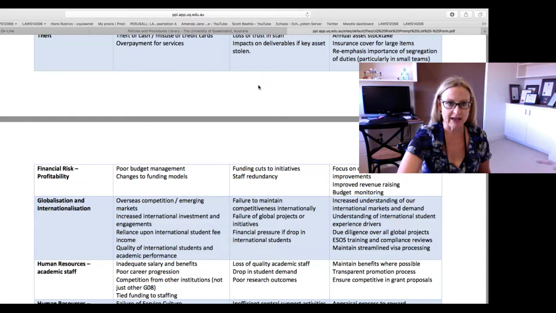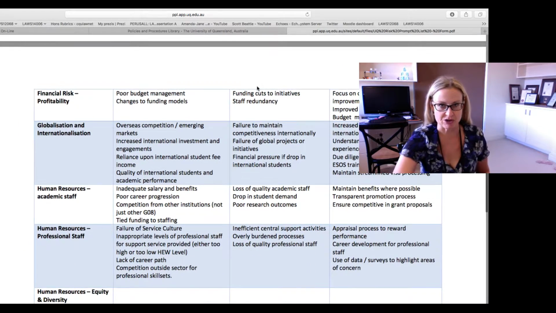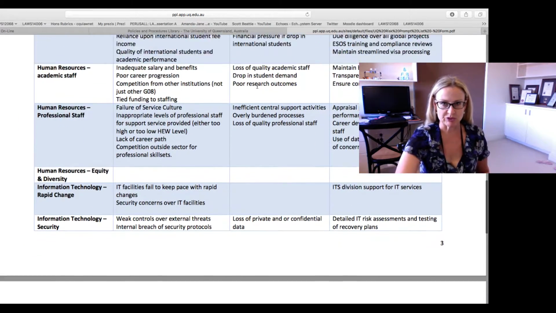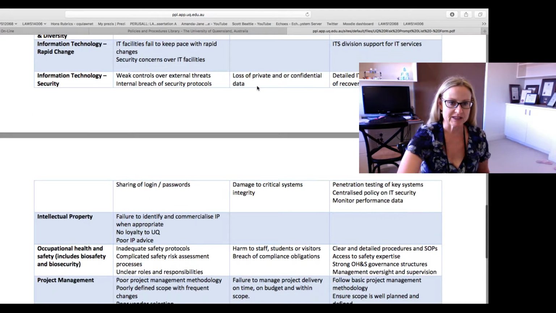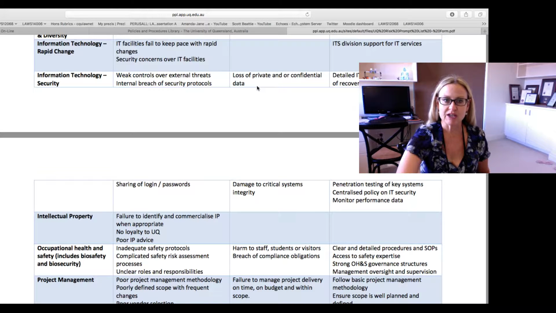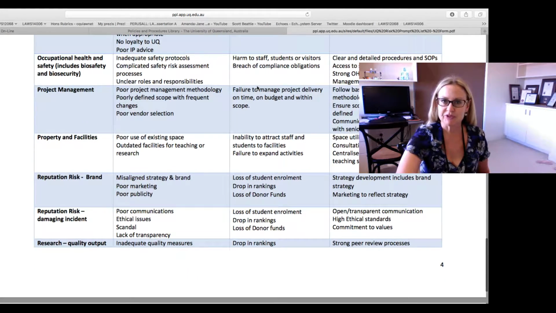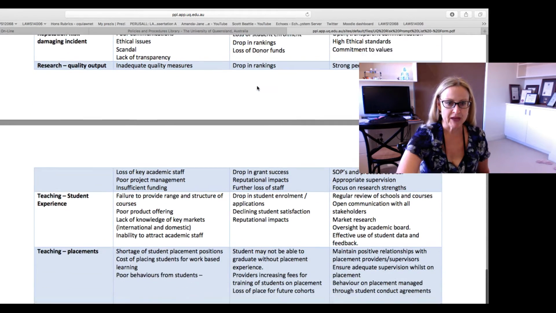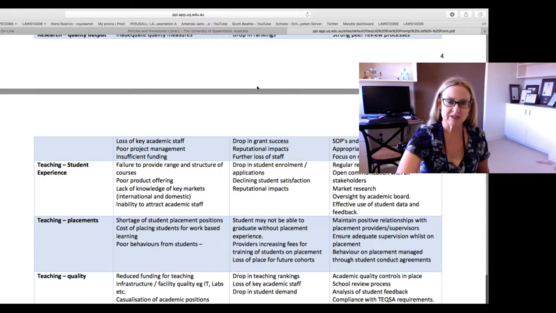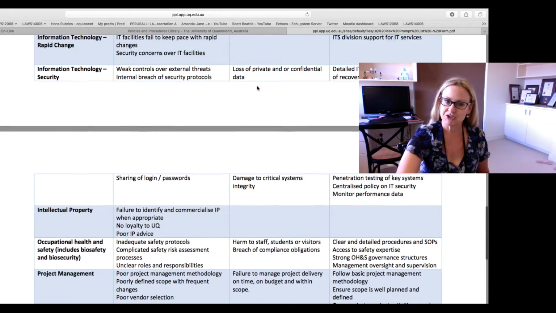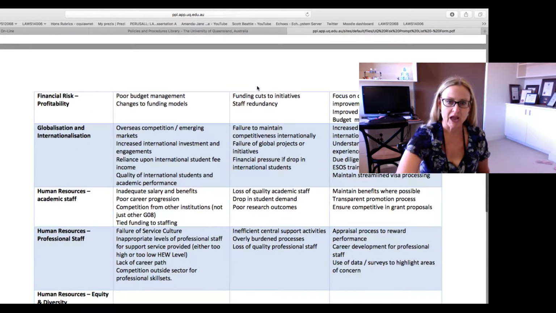If you wish to look at this risk prompter, it's at ppl.app.uq.edu.au. If you want to look at it in a little bit more detail, because I realise I'm kind of skipping through things. HR risks, there's a few of those. Interestingly, IT, rapid change, they have identified that as a typical risk that might crop up in a number of different departments across the university. Occupational health risks, project management, reputation, research, teaching, and so on.